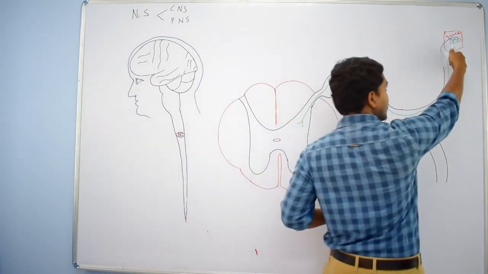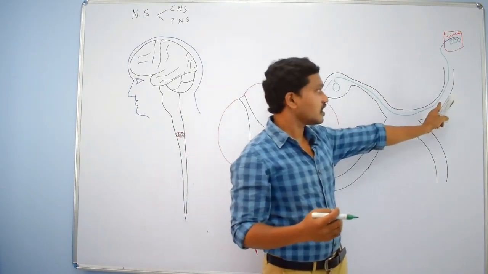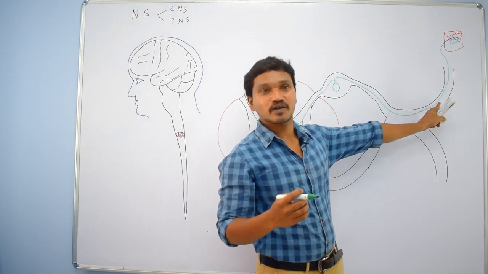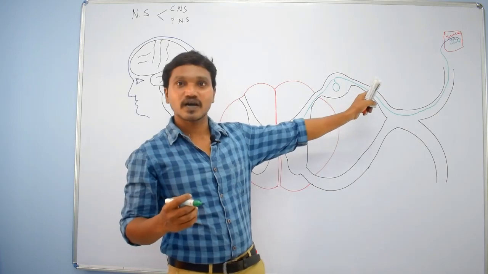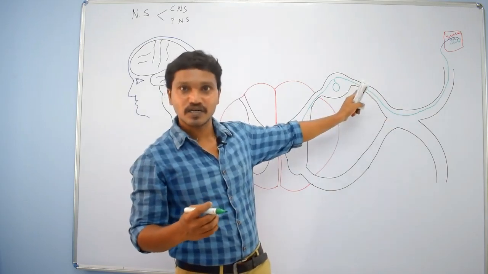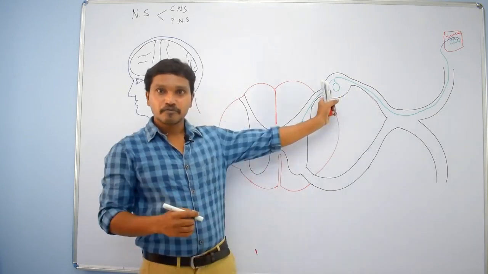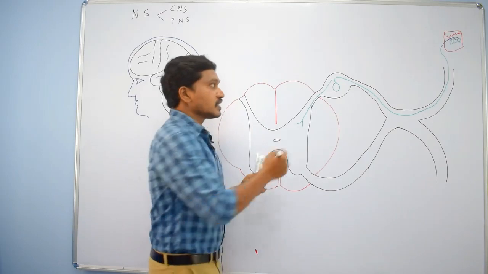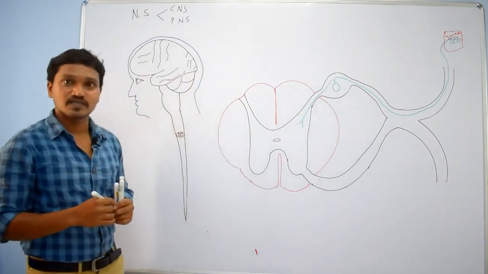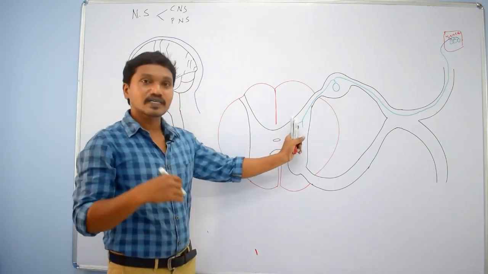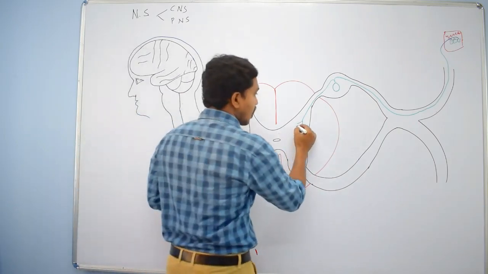Here, this pain sensation received by the free nerve endings is given to the peripheral process. Once it reaches the peripheral process, that information is carried and reaches the dorsal root ganglion. From the dorsal root ganglion, this information will be passed through the central process, and it will terminate, or synapse, over the dorsal horn cells.